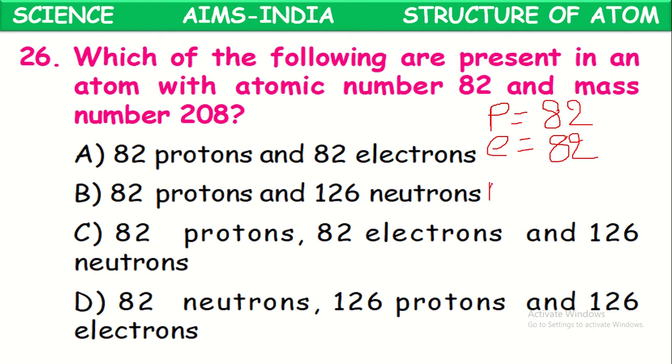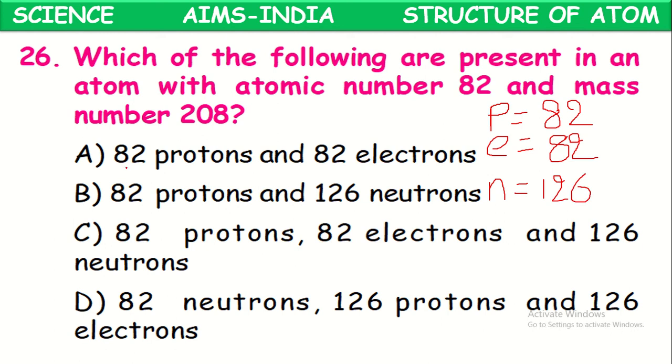And what about the number of neutrons? This is equal to mass number minus atomic number. Mass number is given as 208 minus atomic number 82. Now the number of neutrons will be equal to the difference between these two, 126. Now let us see the options given.